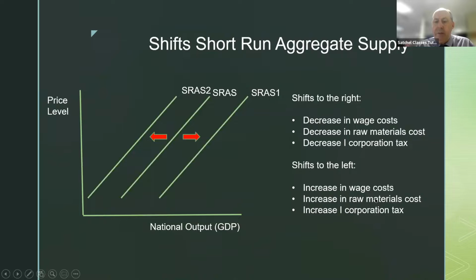Shift to the left, well, just the opposite. An increase in wage costs means we can't produce as much at the same price. An increase in raw material costs, such as we're seeing at the moment, the cost of energy is causing supply to shift to the left, and an increase in corporation tax. So those shifts, you can see the curves are moving parallel to the original SRAS curve. So SRAS 1 is parallel there, and again parallel to SRAS 2. So shifts in the supply curve.